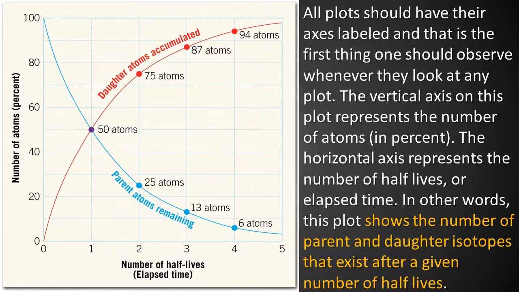In other words, this plot shows the number of parent and daughter isotopes that exist after a given number of half-lives. The vertical axis is actually incorrectly labeled. The label should not say percent, but since these data represent 100 initial parent isotopes, this mistake is not important.